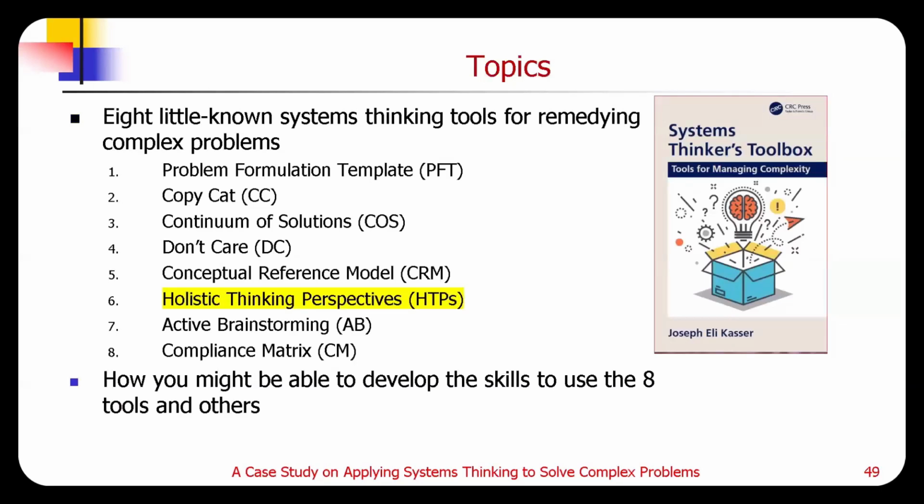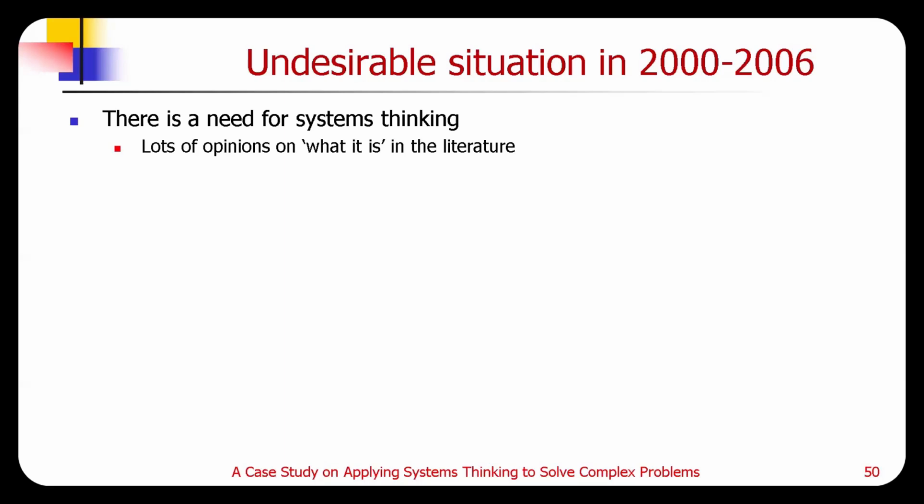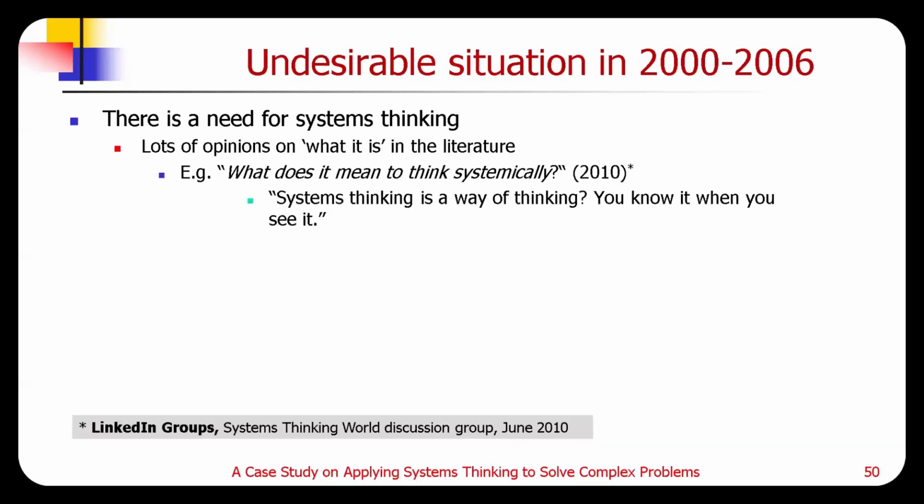One of the things I developed was the holistic thinking perspectives. This is a way to teach systems thinking. The undesirable situation between 2000 and 2006 was there's a need for systems thinking. There's lots of opinions on what it is in the literature, and I'm afraid that is still current. For example, what does it mean to think systemically? The answer to the question in the LinkedIn groups in 2020 was systems thinking is a way of thinking, you know it when you see it. And that's what I was teaching people in those 6 years. And I didn't think that was satisfactory, but at that time I couldn't really do anything about it.